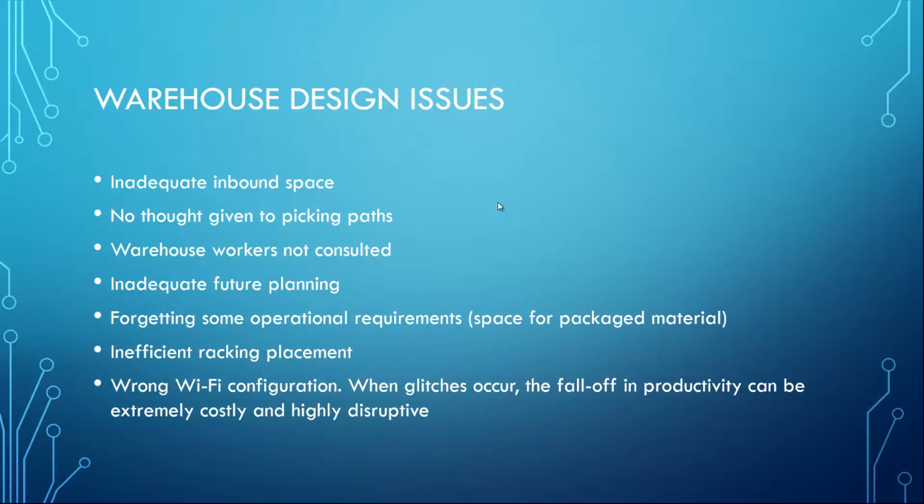Inadequate future planning, forgetting some operational requirements, space for packaging material or other space required, like for charging the forklift and other items. Inefficient tracking placement, wrong Wi-Fi configuration. So when glitches occur, the fall off in productivity can be extremely costly and highly disruptive for warehouse operations.